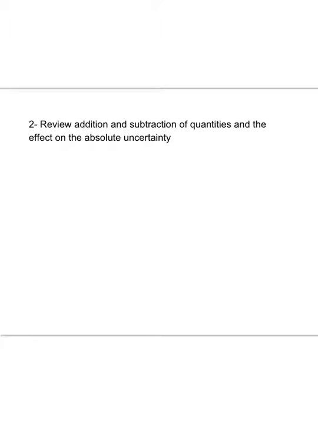So here we're reviewing the addition and subtraction of quantities and what happens to the absolute uncertainty of the final quantity at the end. Let's take an example like a triangle, one that's all over the place like this one. You have distances A, B and C, and I need to work out, for some reason, the total perimeter of that triangle.